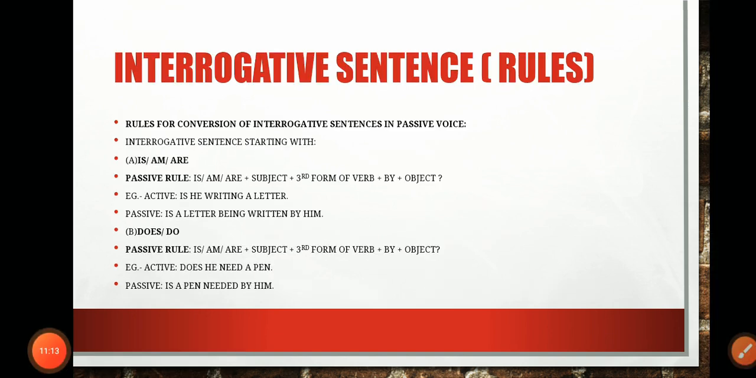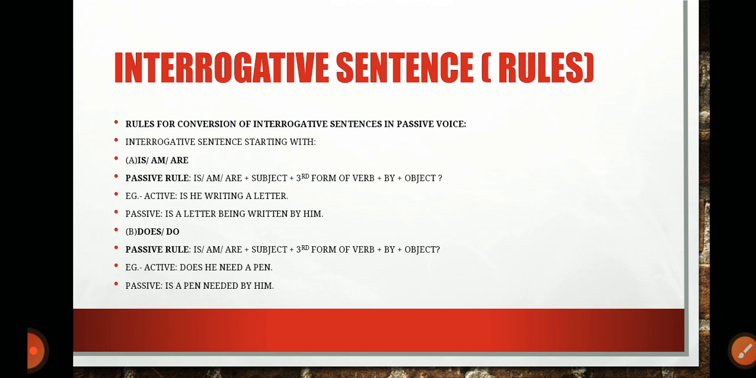Now let us see some interrogative sentences. Let me tell you children, what is an interrogative sentence? The sentence which ends with a question mark, or the sentence in which a question has been asked, is known as an interrogative sentence. Now, rules for conversion of interrogative sentences into passive voice. What are the rules? How to convert?